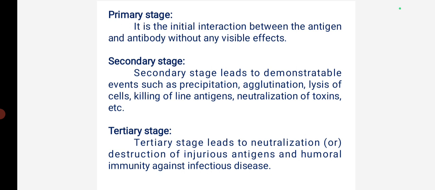Primary stage is the initial interaction between the antigen and antibody without any visible effects. Secondary stage leads to demonstrable events such as precipitation, agglutination, lysis of cells, killing of live antigens, neutralization of toxins. These are secondary stage. Next one, tertiary stage. Tertiary stage leads to neutralization or destruction of infectious antigen and humoral immunity against infectious disease.